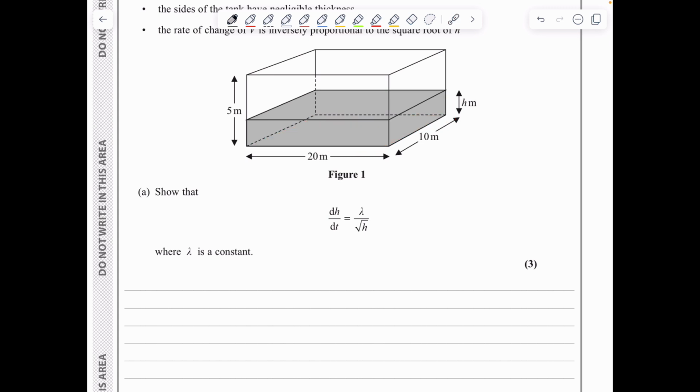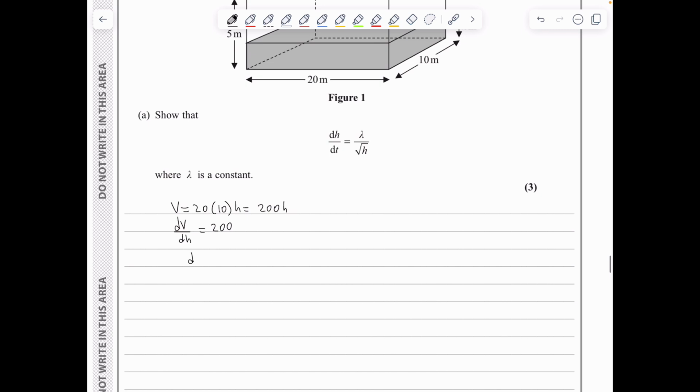So we've got that V is 20 times 10 times h, which is 200h. This means that dV/dh, the rate of change of V with respect to h, is 200. We also have that the rate of change of the volume, dV/dt, is proportional to 1 over root h. It's inversely proportional to the square root of h. So I will introduce a constant of proportionality k to get dV/dt is k over root h.